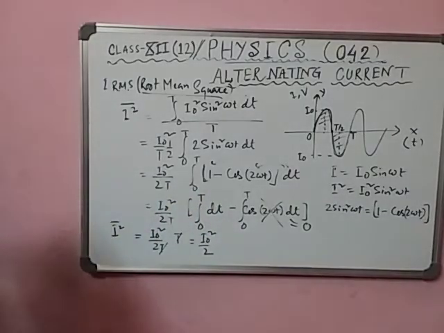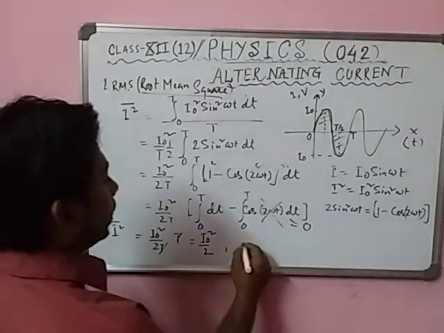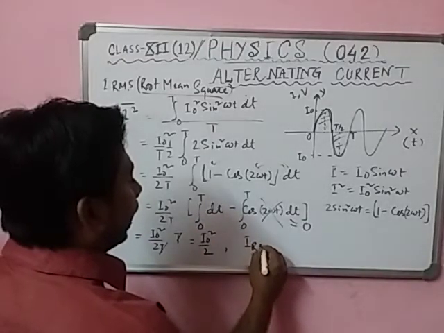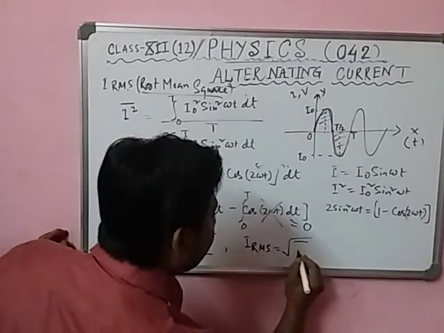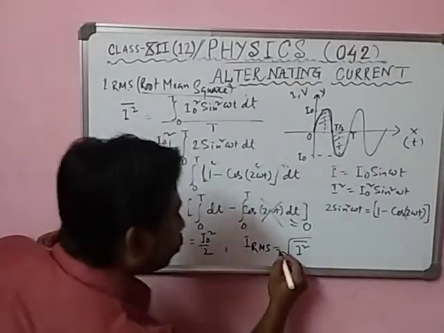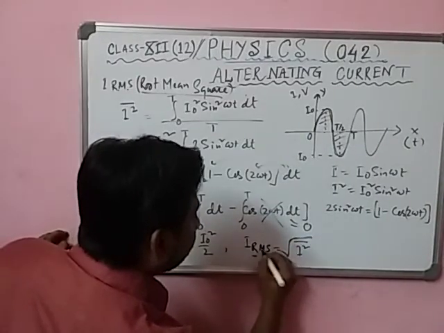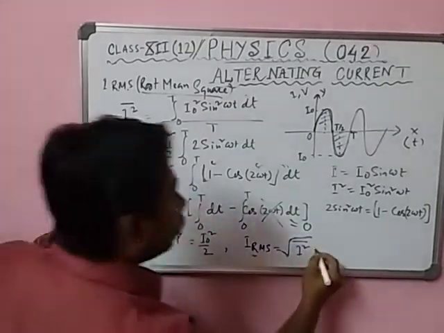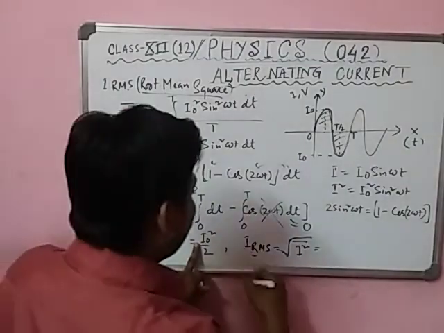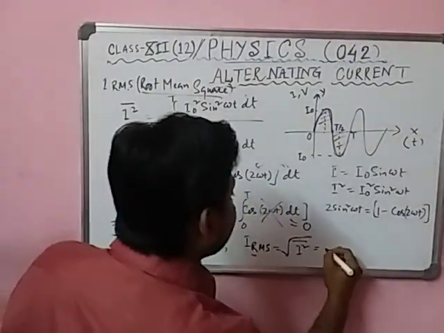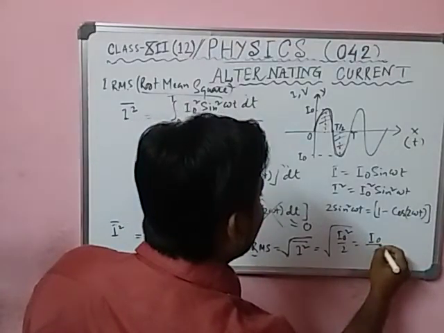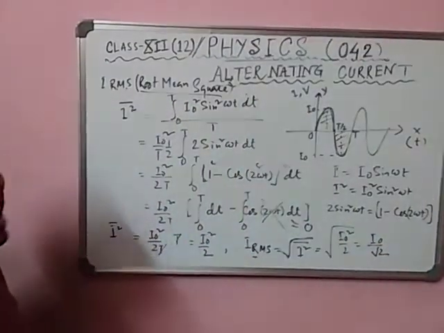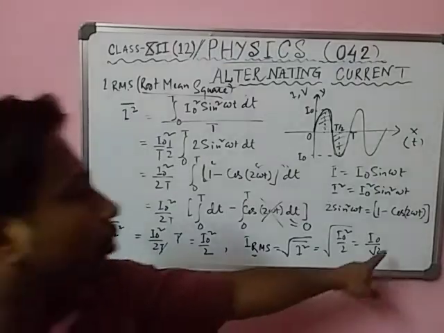Now we need the root mean square. This is the square mean. Now we need IRMS. See students, root mean square: first square, then mean, then root. So the square root of I0 square by 2 means I0 by root 2. So IRMS means I0 by root 2.